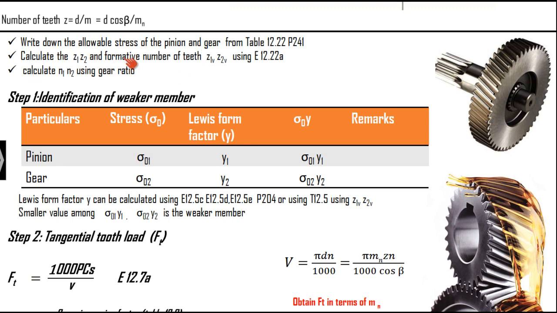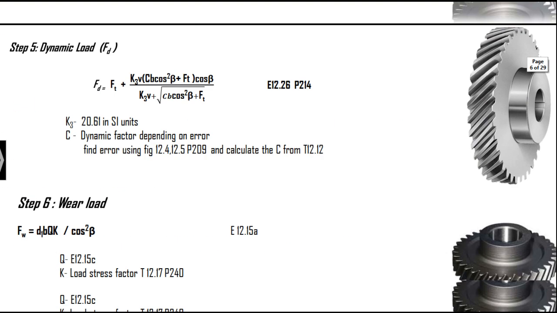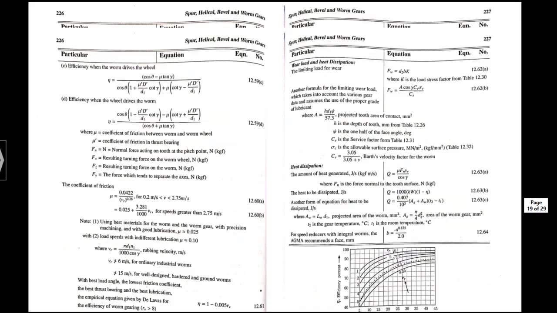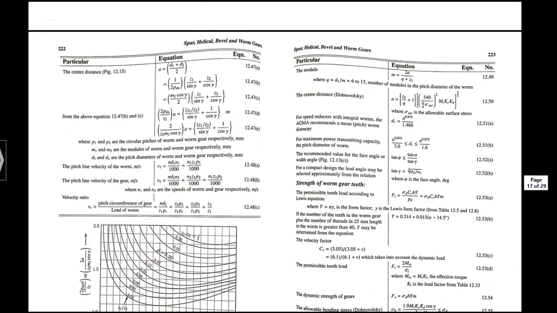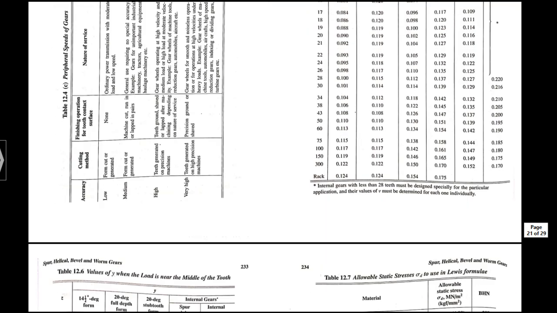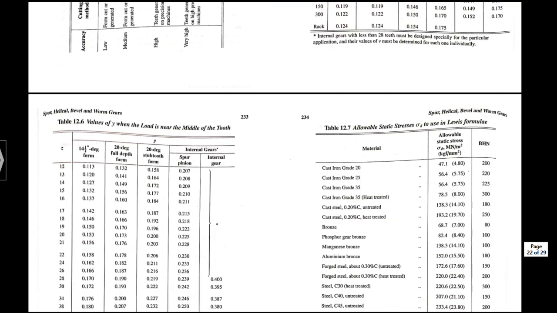we have to write down the allowable stresses for the pinion and gear from table 12.22, which is given on page number 241. Now let us go to page number 241 and see what is given over there. This is 223. Now if we move forward, 241.